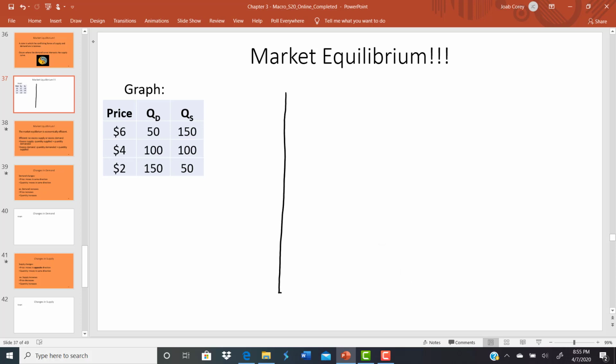So we've got a vertical axis, and we've got a horizontal axis. On the vertical axis, this is where we put that P for price. On the horizontal axis, this is where we put that Q for quantity. Now let's go ahead and start charting out these points here. So at a price of $6, we know that people want about 50 of this product, or that's how much they're willing to buy at that price.